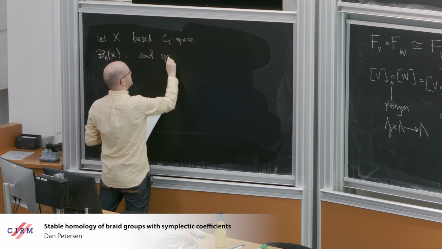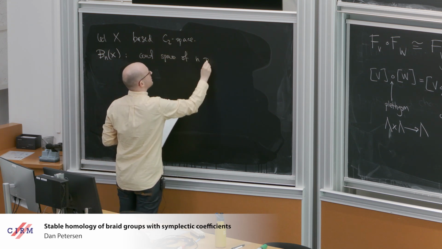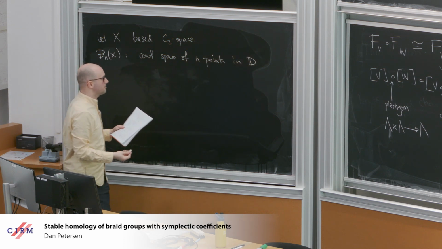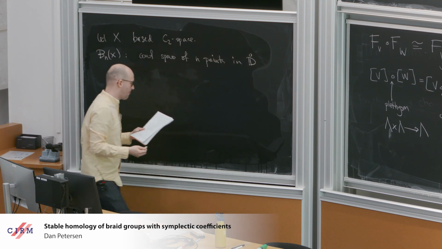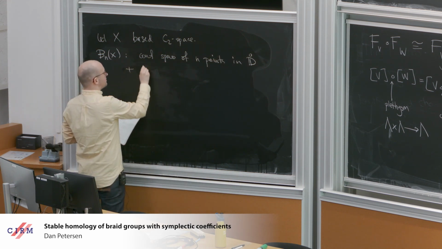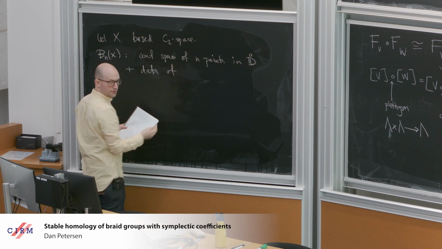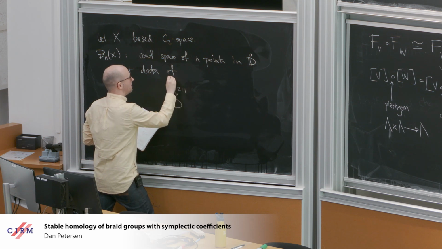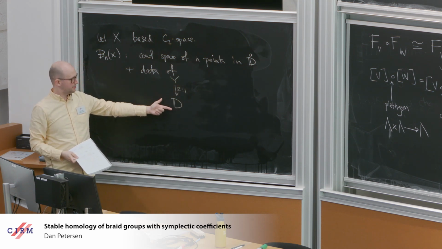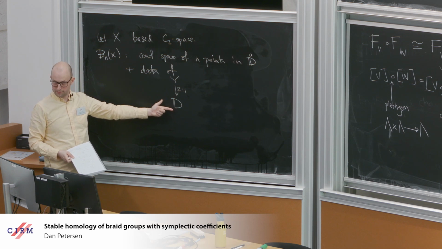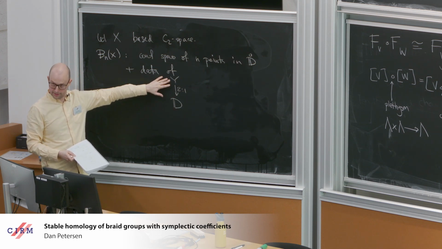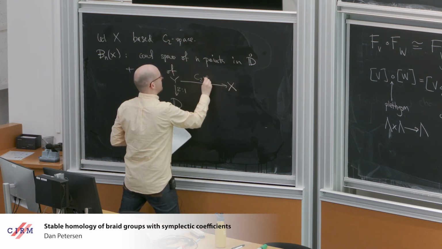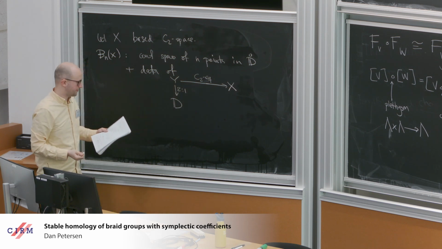It's a configuration space of n points in a disk, let's say the interior of a disk, plus the additional data of, well, I look at the disk. I take the unique branched double cover over these n points. So I get this surface with one or two boundary components. And I take a C2 equivariant map to X.